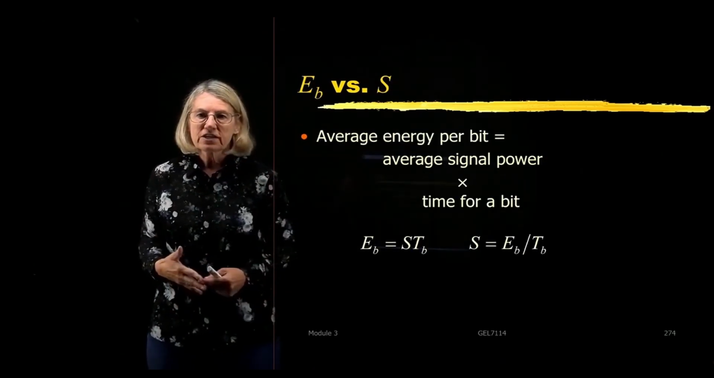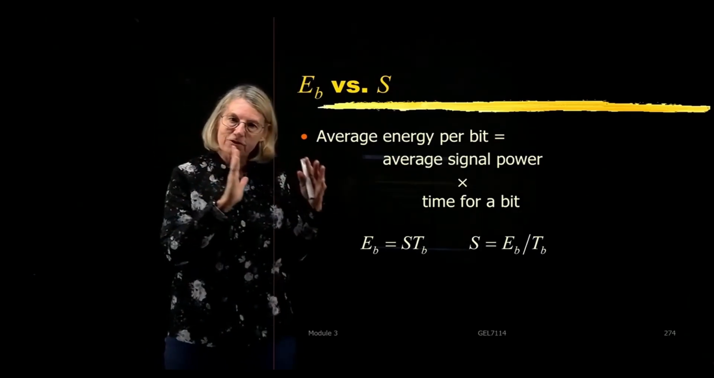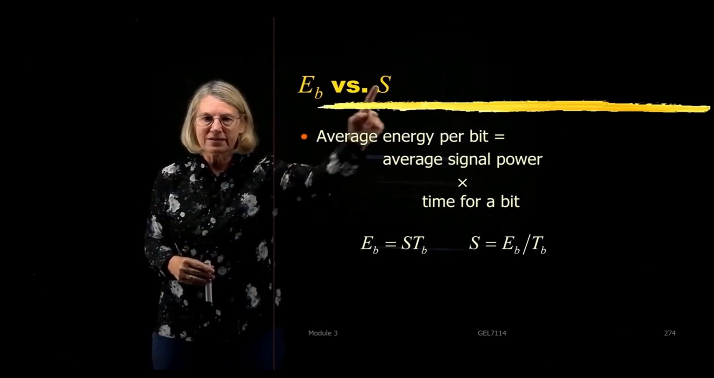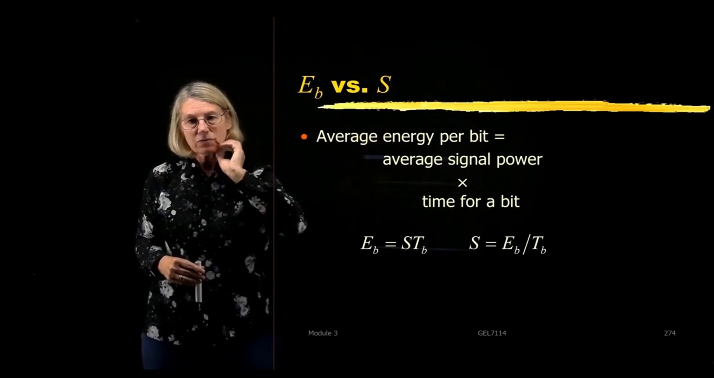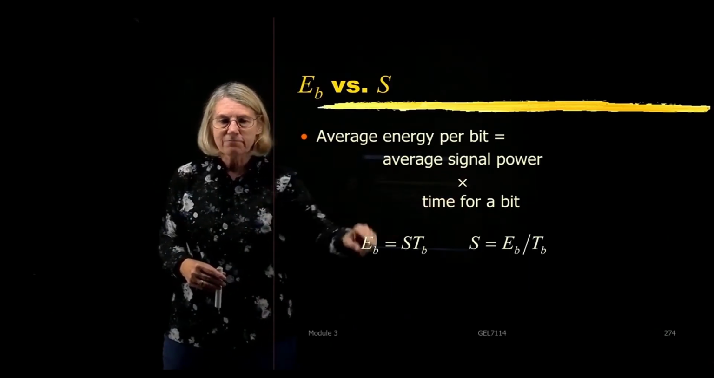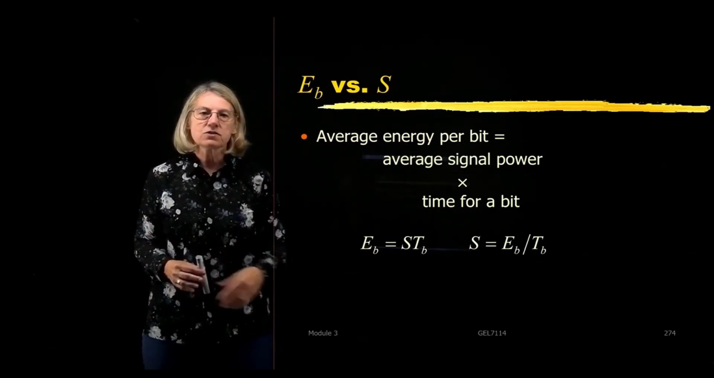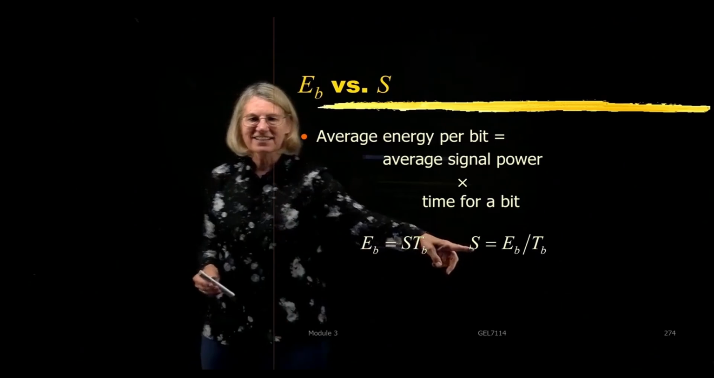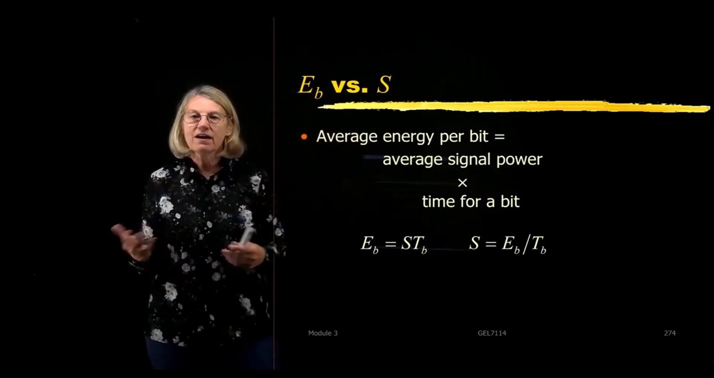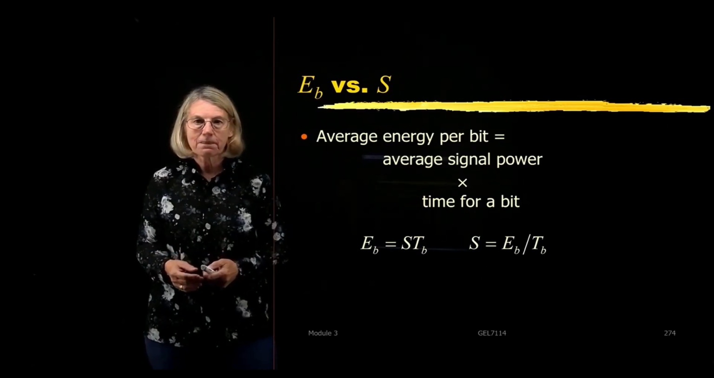So first, let's start with the numerator, which is about the signal. Let's talk about Eb, energy per bit, versus the average signal power, S. So this is the average energy per bit. This is the average signal power. The relationship is simple. I take the average signal power and multiply it by the time for a bit, and that gives me the energy per bit. Another way to say this is that the signal power is the energy per bit divided by the time of that bit. This just comes from simple definitions.